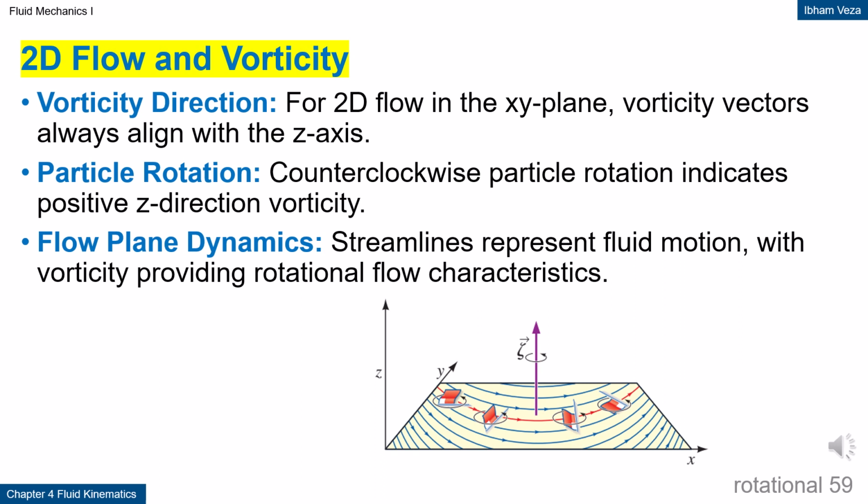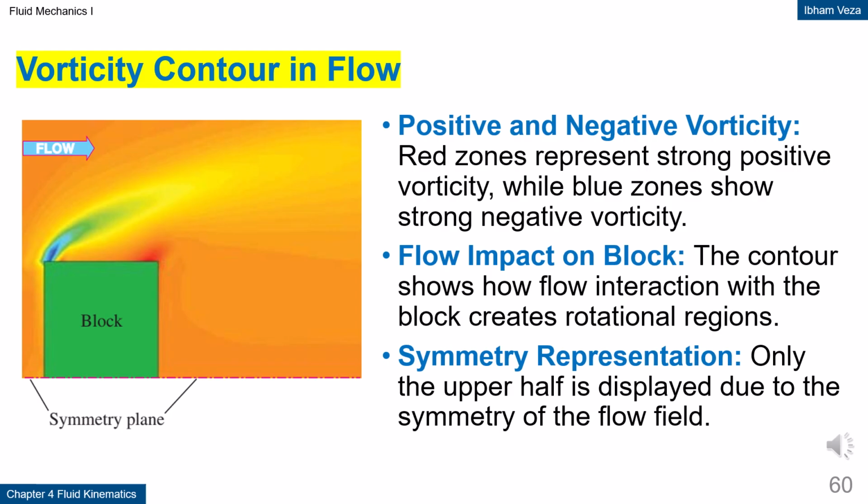This concept simplifies the interpretation of the vorticity sign in two-dimensional analysis. In this way, rotational information can be represented in a simple form. Vorticity contour in flow. The color contours show regions of strong positive and negative vorticity. The interaction of the flow with the block creates rotational regions around it. Red and blue colors help distinguish opposite directions of rotation.